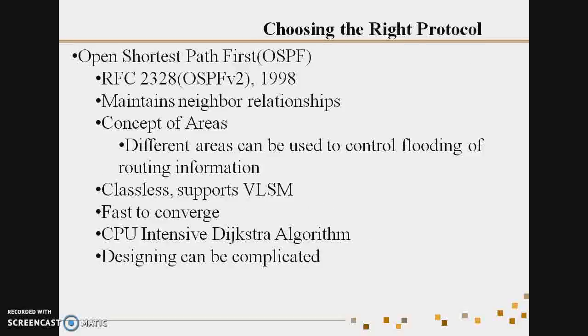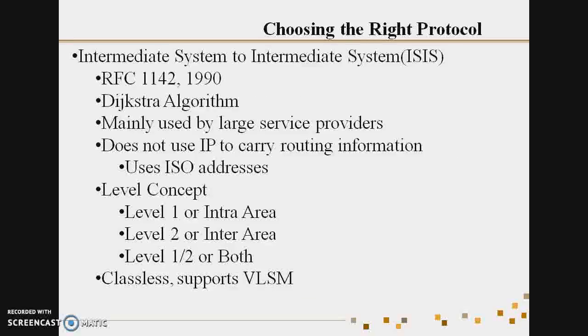So what is OSPF? Open Shortest Path First. It's defined in RFC 2328, neighbor relationships are maintained, and different areas can be used for controlling flooding of your routing information. Again, classless and fast to converge. But the only thing is that the design is a little more complicated compared to the other algorithms. IS-IS uses Dijkstra's algorithm and is mainly used by large service providers.